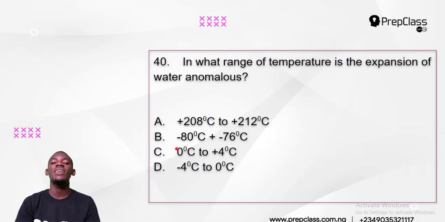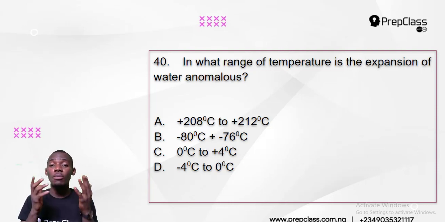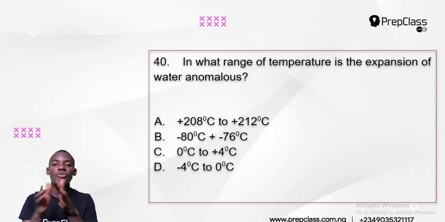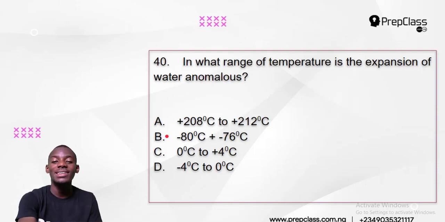In what range of temperature is the expansion of water anomalous? The word anomalous means abnormal. Now, everything expands when heated, except water. At 0 degrees Celsius to 4 degrees Celsius, water does not expand. Water rather contracts. So every material on Earth, when you heat them, they expand. But water between 0 to 4, it behaves anomalously, that means abnormally. Between 0 to 4, it contracts. So the temperature range where water expansion is anomalous or abnormal is between 0 to 4 degrees Celsius, and that is the answer to that question.